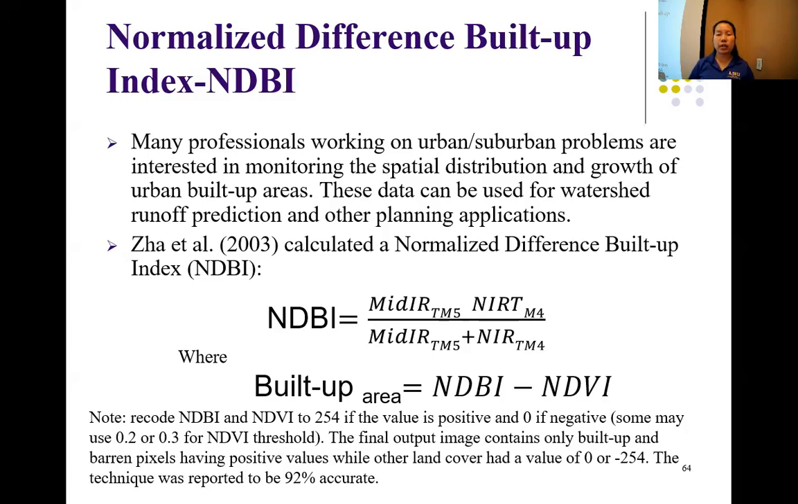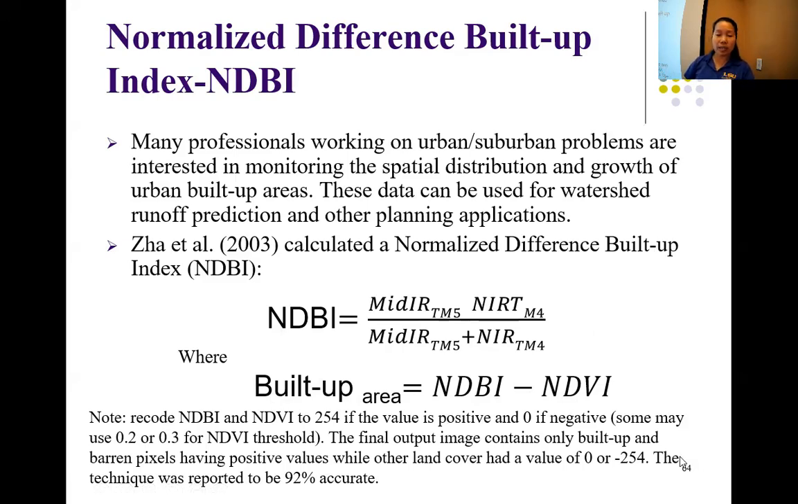In 2003, this paper introduced this NDBI, which equals this equation over here. I think the upper part is mid-infrared TM5 minus near-infrared TM4. And the bottom one is the mid-infrared TM5 plus the near-infrared TM4. After you calculate this, you can use NDBI minus NDVI to extract this kind of built-up area. I think there's a threshold you can apply to extract it.